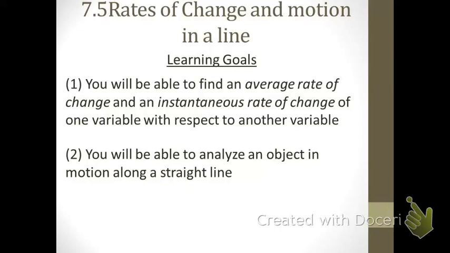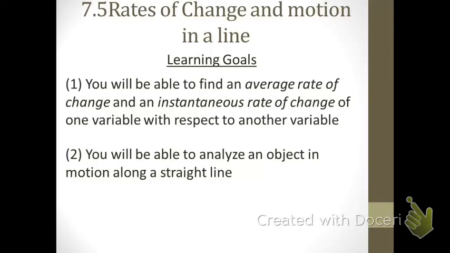Good evening, 12th graders. Today we're moving on to section 7.5, in which we're going to start learning some applications for differentiation. In particular, in section 7.5, we're going to talk about applications of the first derivative of a function, and then we'll learn applications of the second derivative of a function at a later time.